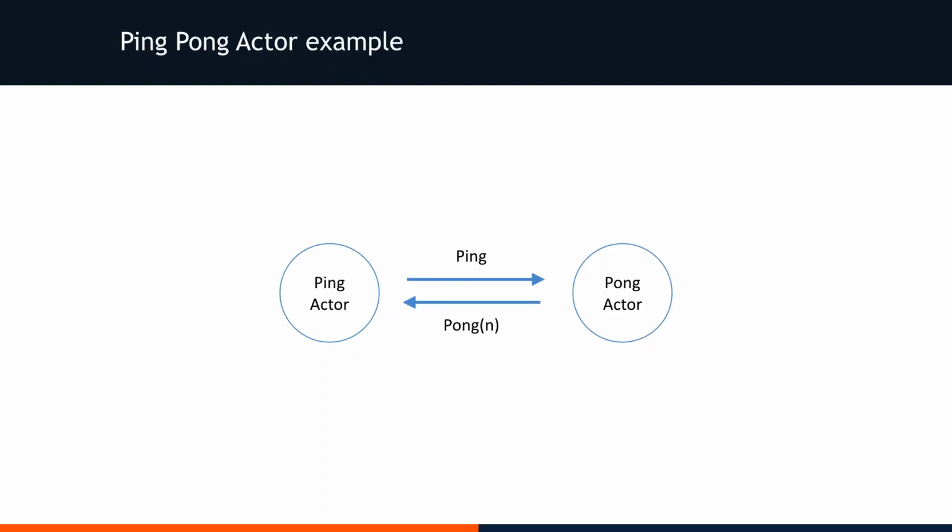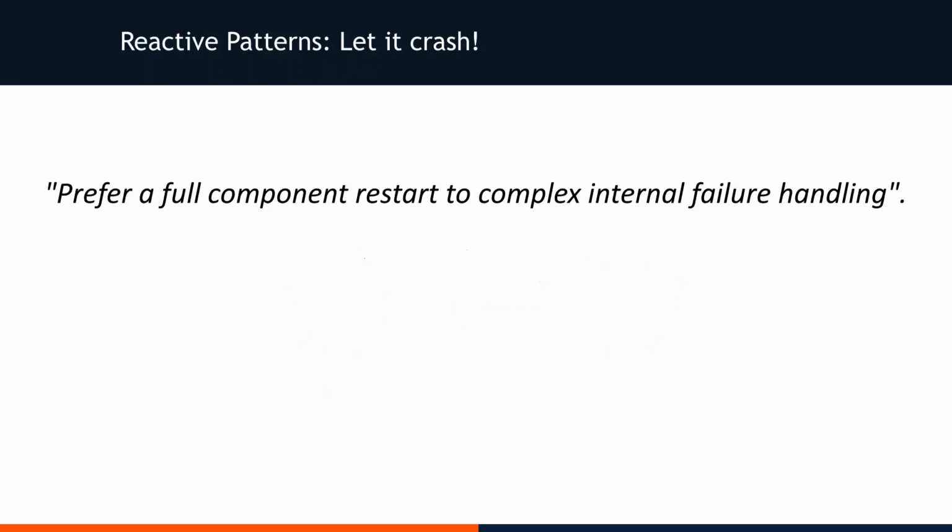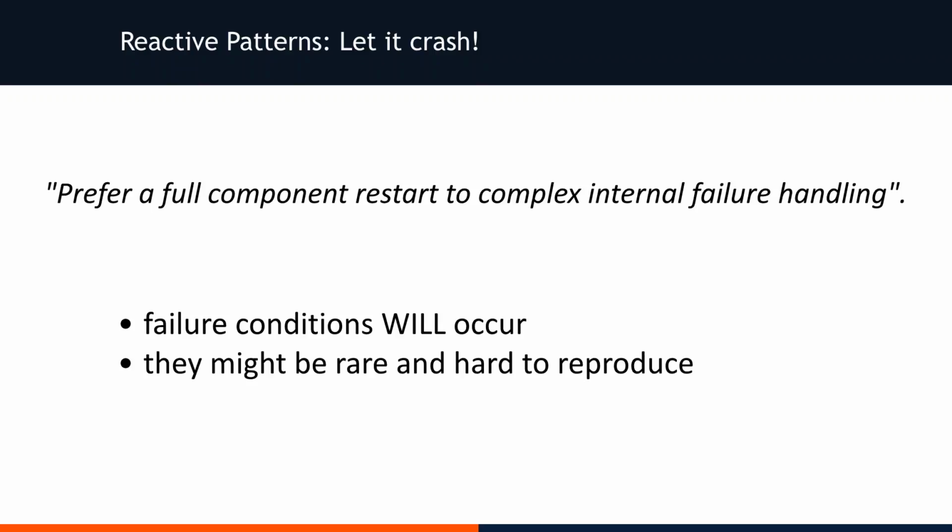There we are. So this was the first example, quite simple. Let's move on to the second reactive pattern that we want to deal with tonight, so-called let it crash. Now this starts to get really quite funny. This reactive pattern says prefer a full component restart to complex internal failure handling. What we are really saying here is that eventually in your system failure conditions will occur. It will happen. When this happens, these conditions might be rare and hard to reproduce. How do you fix it?